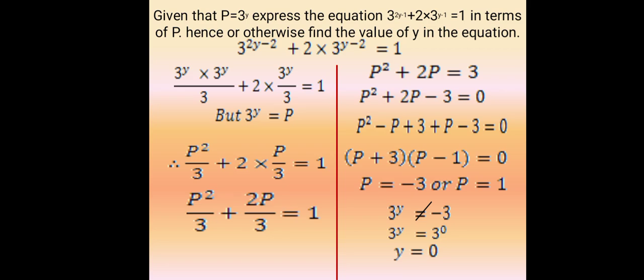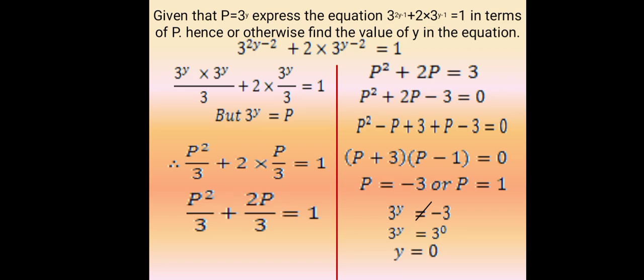Given that p is equal to 3 raised to the power of y, express the equation 3 raised to the power of 2y minus 1 plus 2 times 3 raised to the power of y minus 1 is equal to 1 in terms of p. Hence or otherwise, find the value of y in the equation.